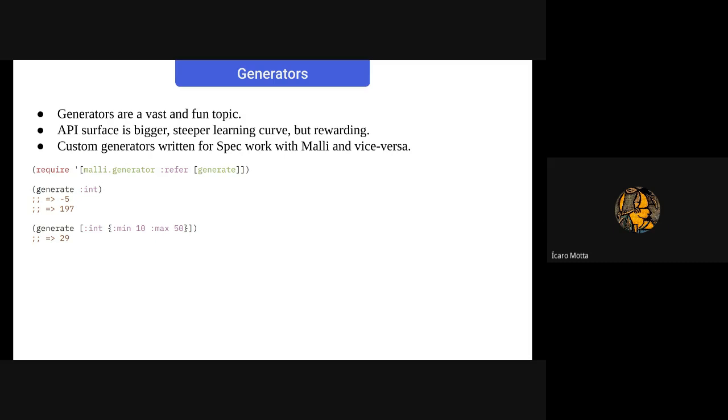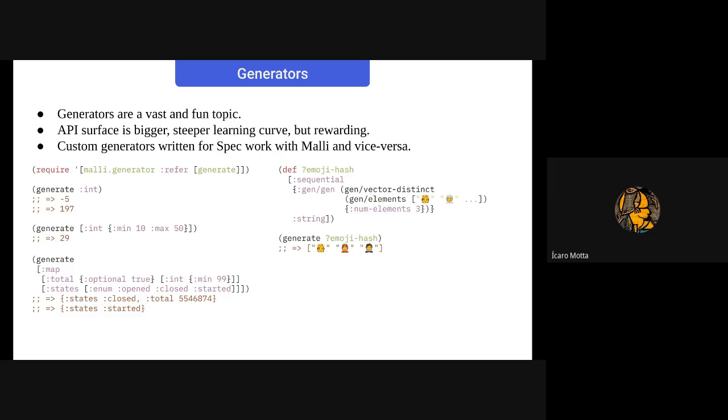Okay? And that's where custom generators come in, and you have to write custom generators sometimes to add the hints to tell how to generate the data more efficiently. Here's an example of generating respecting the schema for the map. You see that the second example generates a map without the optional total key. Quite cool, right?